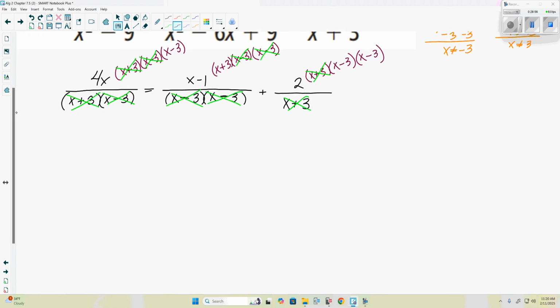So let's see what that leaves us with. We have our 4x times x minus 3 is equal to x minus 1 times x plus 3 plus 2 times x minus 3 times x minus 3.